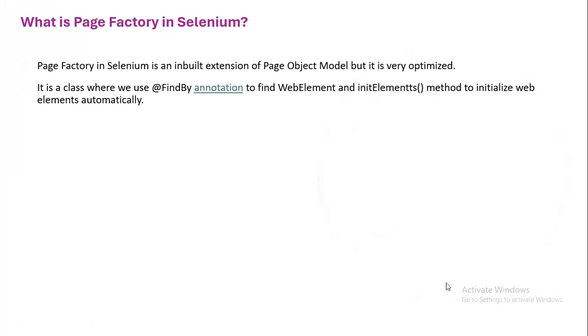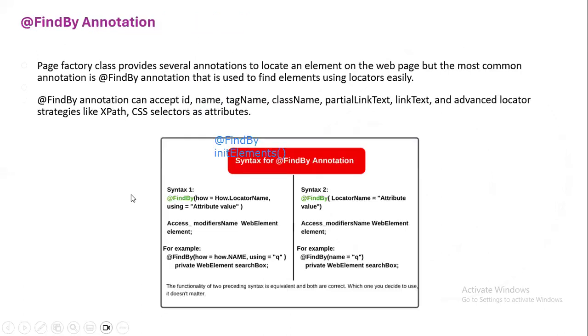In this class, we are using two things. One is the @FindBy annotation, which is used to find a web element. And second, we are using one method, the initElements method. This method is used to initialize web elements automatically. Once you have found the web elements, if you want to initialize those elements, the initElements method is used to initialize them automatically. So there are two things we need to use: the @FindBy annotation and the initElements method.